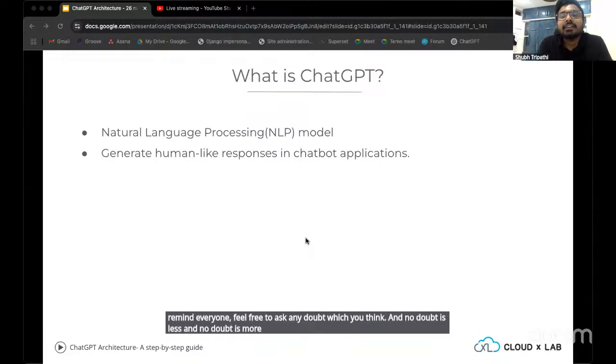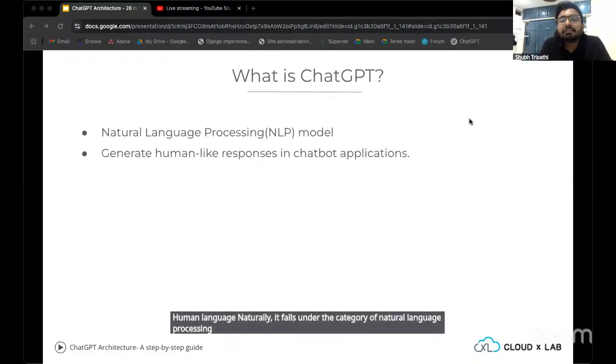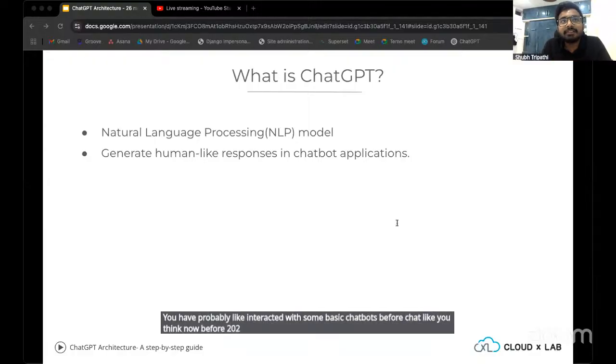So ChatGPT is an AI model designed to understand and respond to human language naturally. It falls under the category of natural language processing, or NLP, which simply means teaching computers to understand and generate human language. You have probably interacted with some basic chatbots before ChatGPT. Think before the 2022 era, there were chatbots for each site, which could do basic work, like the ones on websites that give automated responses.